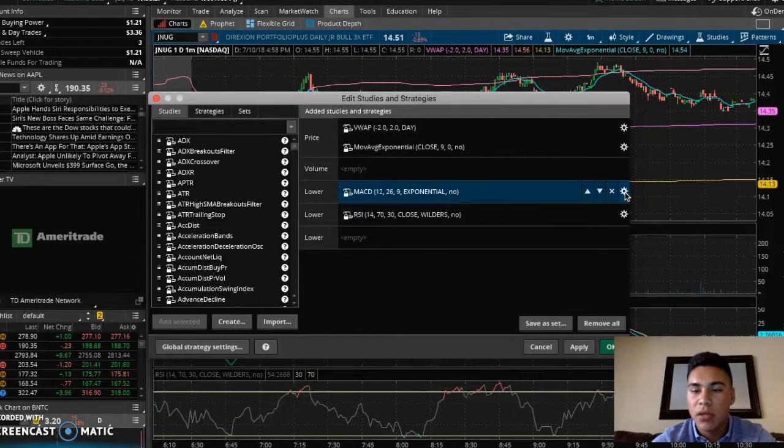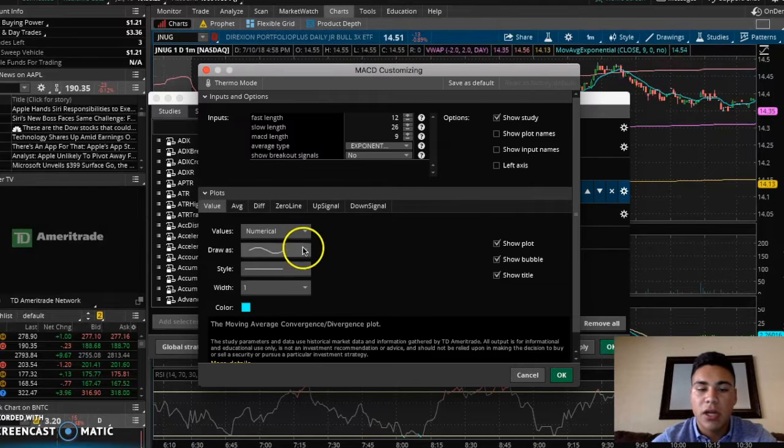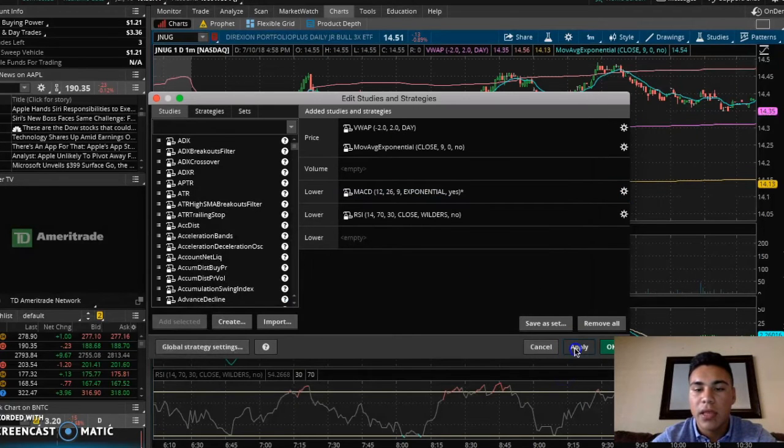right? It's like the setting bar. I'm going to click on that, and it says Show Breakout Signals. By default, the platform has it as no. I'm going to go ahead and set it as yes, and then you'll see what I mean when that happens. So I'm going to click OK. I'm going to apply that difference.